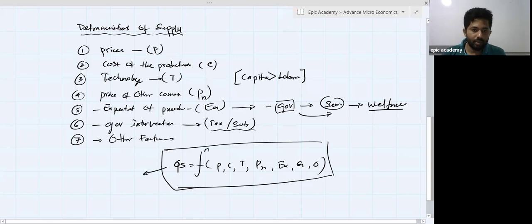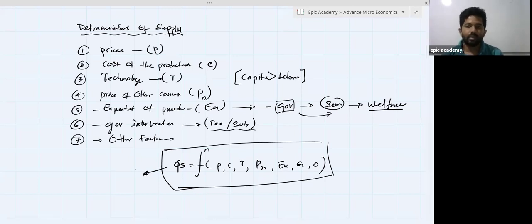It represents the relationship between quantity supplied and its determinants. It is a mathematical relationship between all the factors which affect the supply amount in the market and the quantity of supply. So we call it the supply function.